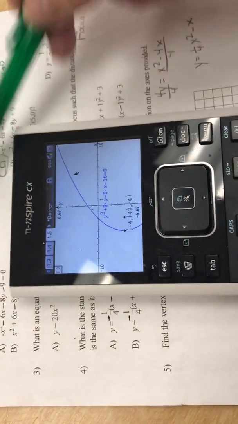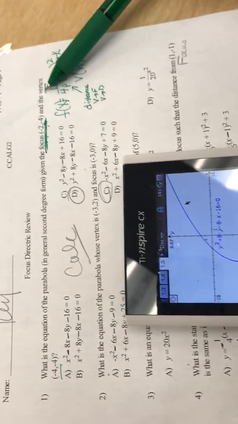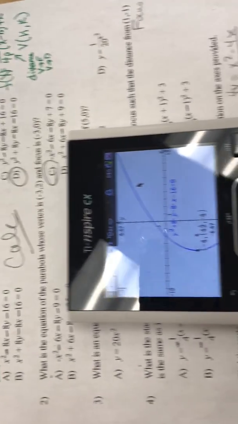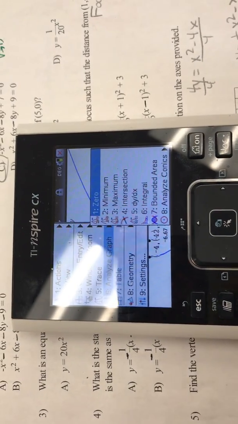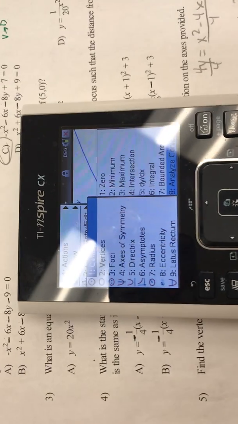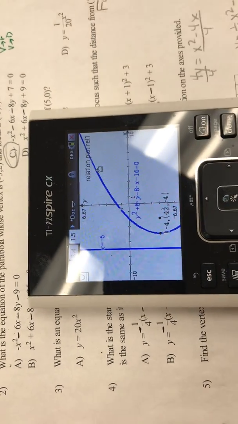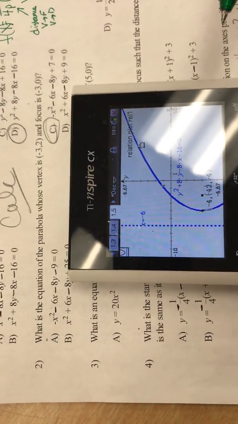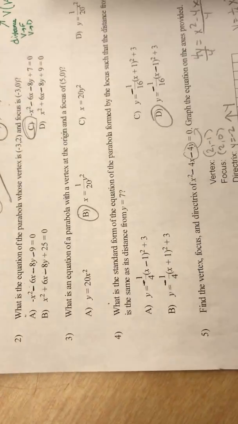Now this one never told me the directrix, but if they didn't give me the vertex and they wound up giving me the focus and the directrix, then I would do the same thing: menu, choice 6, analyze graph, 8, analyze conic, and this time I would choose 5 for the directrix. When I hover over it, there's my directrix, x equals -6. Okay? So that's the way of cheating on the calculator for multiple choice.